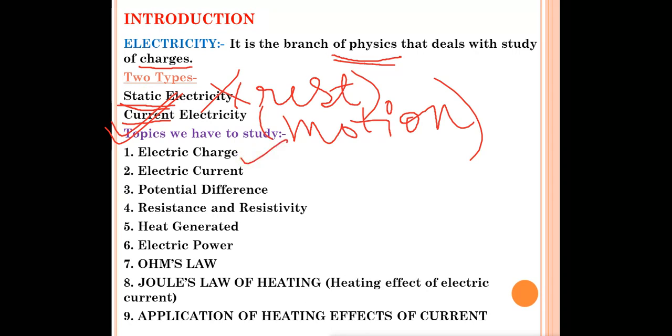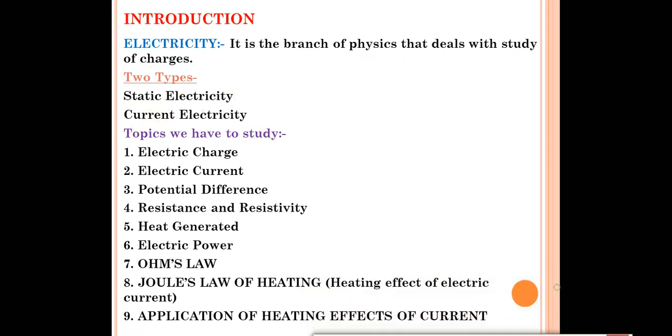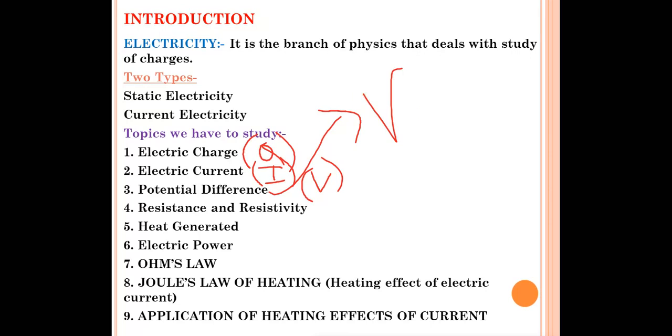Electric charge. Along with the symbols I will tell you, so that you will remember those points when we discuss them. Electric charge, the symbol of electric charge is Q. Electric current, symbol is I. All the things you have to write in capital. Potential difference is V. Potential difference is also known as voltage.